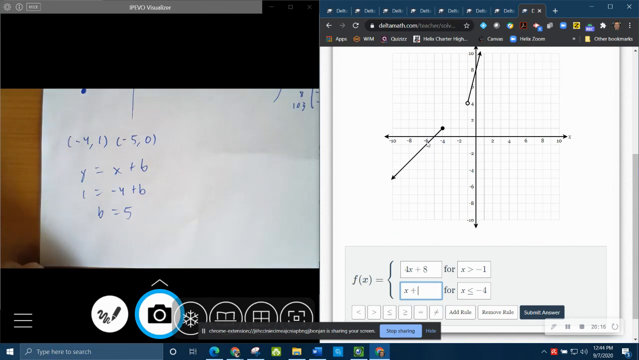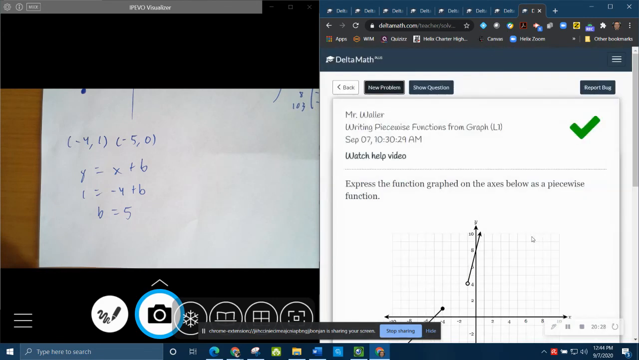You can always solve these algebraically, or again, just count. If I go up 1 over 1, up 1 over 1, up 1 over 1, up 1 over 1, there we go. We're at 5 right there. So it's x plus 5. Submit the answer, and we're good to go.